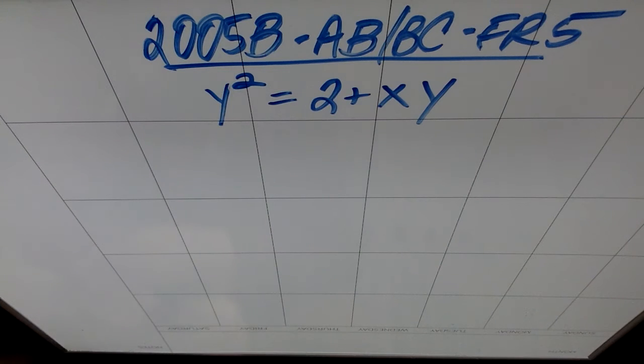We're here doing AP review again. This is 2005 Form B, AB, BC, free response number 5. Consider the curve given by y squared equals 2 plus xy. Part A asks you to show that dy/dx equals y over 2y minus x.